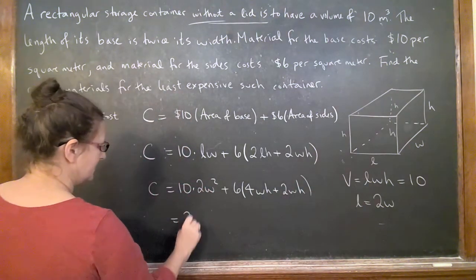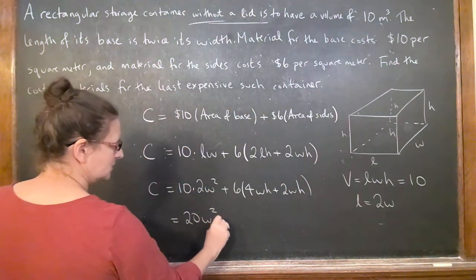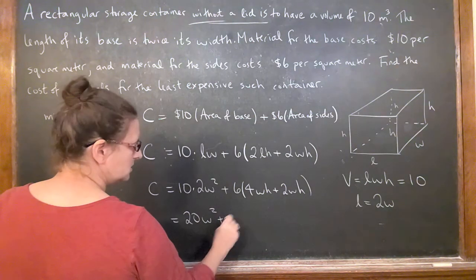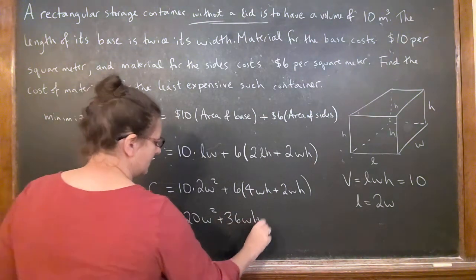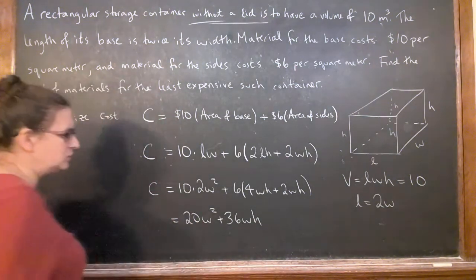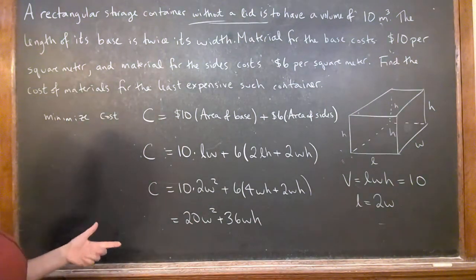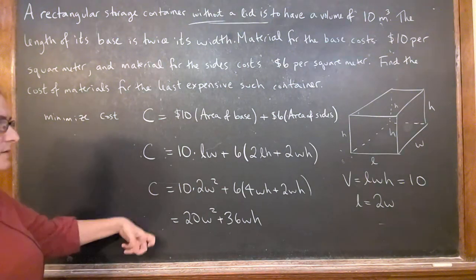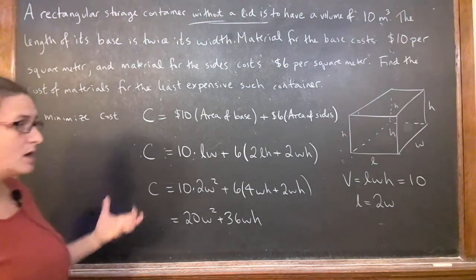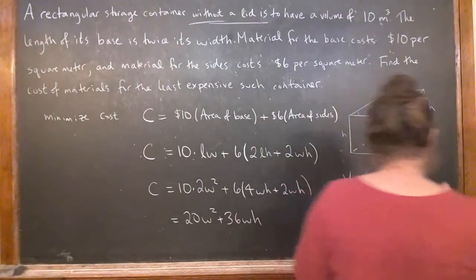So that gives me 20 width squared plus, what is this, 6 times 6, 36 times width times height. Great. So now I still have to eliminate the h. But at least I've gone down first from 3 variables to 2 variables. Now I'm going to eliminate the h. What I'll have to use, I've got this volume thing.